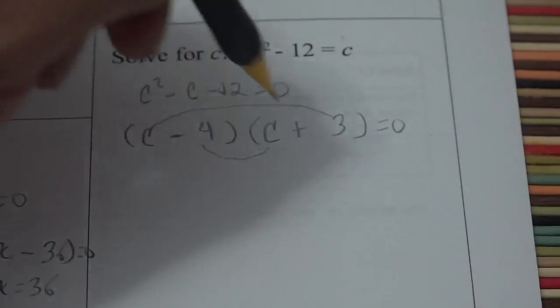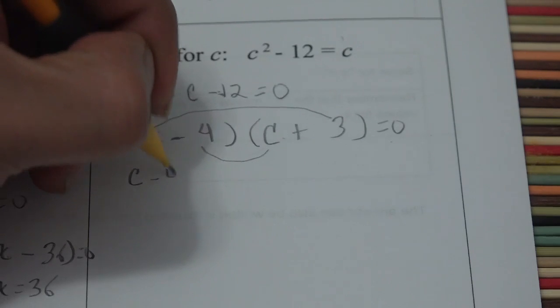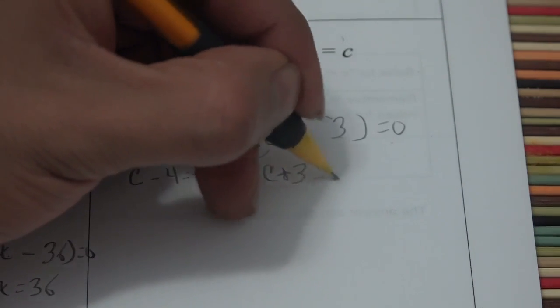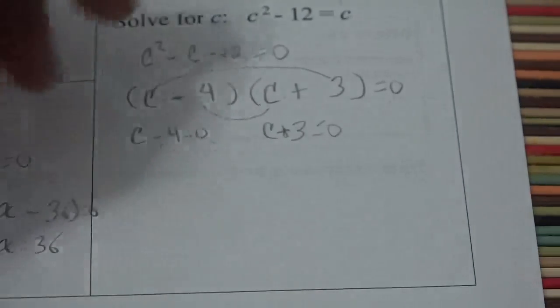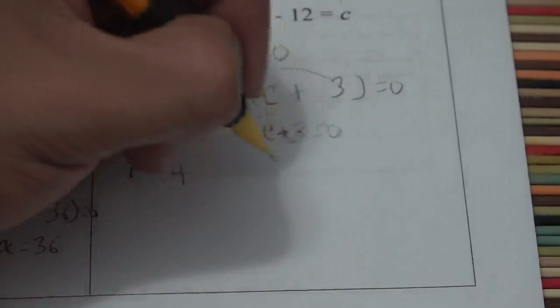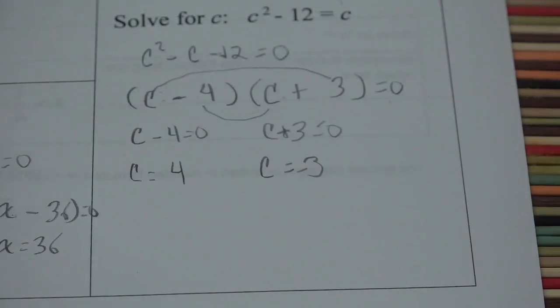Okay, remember each of these factors is equal to 0. So c minus 4 equals 0. C plus 3 equals 0. I'm doing it because I have space. Alright, let's solve for c. So add 4 to both sides and you get c equals 4. Subtract 3 from both sides and you get c equals -3.